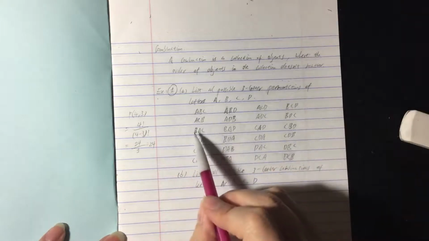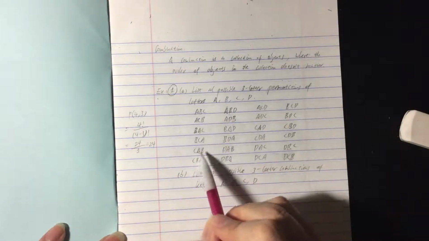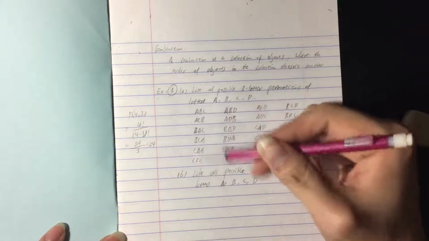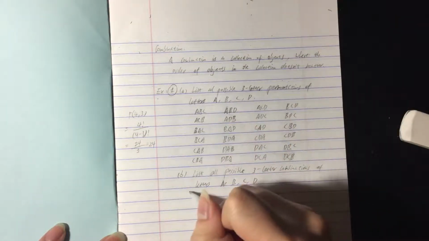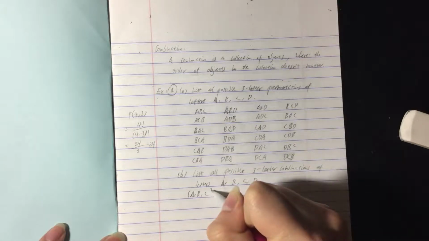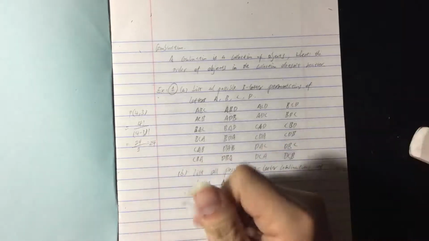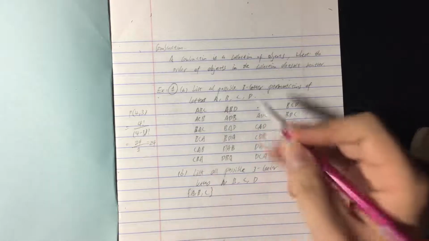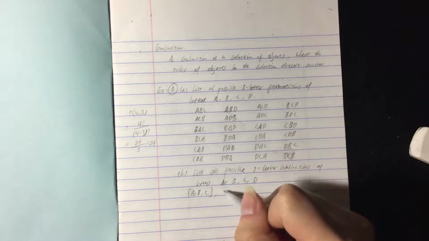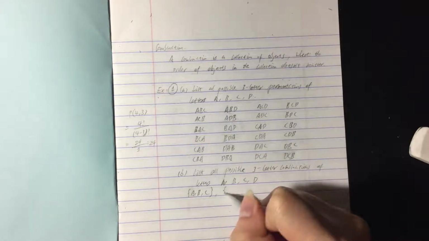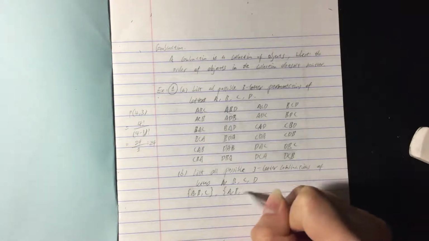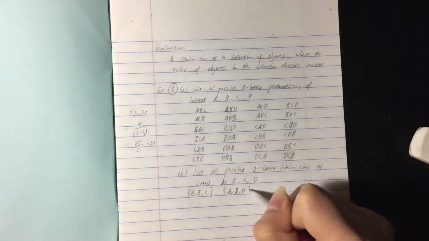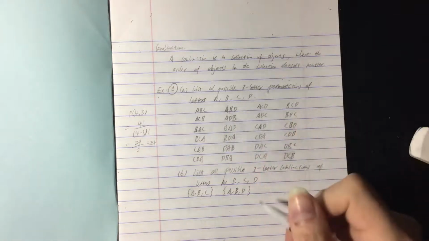So A, B, C, A, C, B, B, C, A, B, A, C, C, A, B, C, B, A. The first column all represent the same collection of letters A, B, C, since the order of elements in the set doesn't matter. The second column all represent a collection of objects A, B, D, because the order of elements doesn't matter.